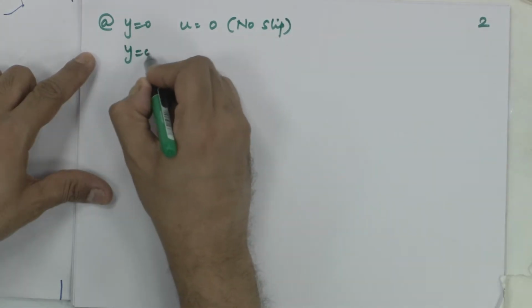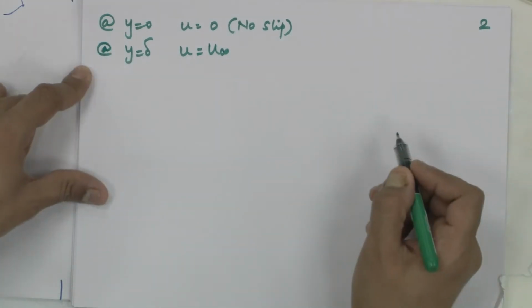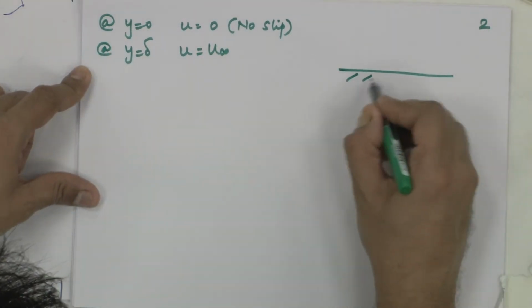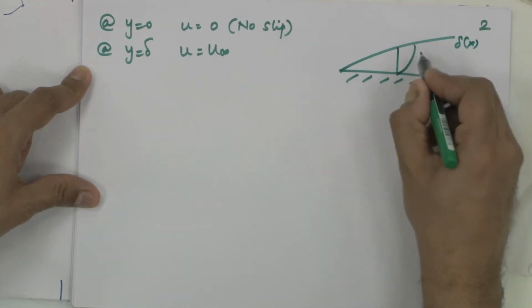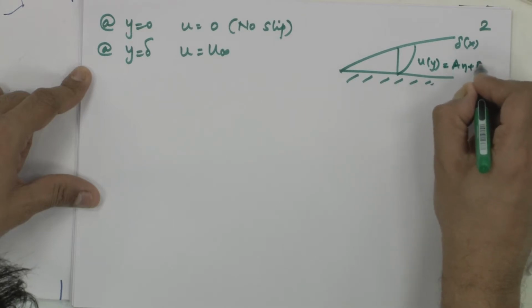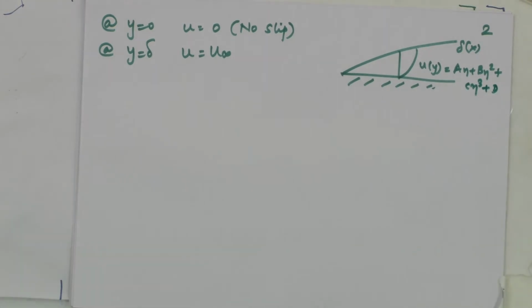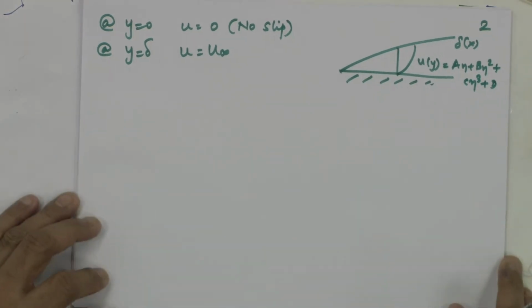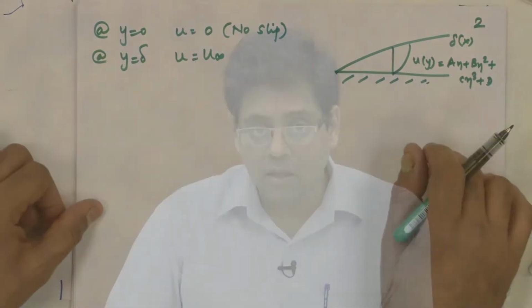At y equal to delta, u is equal to u infinity, second boundary condition. So, I have a flat plate, this is delta as a function of x, this is my velocity distribution, polynomial function a eta plus b eta square plus c eta cube plus d. I need 4 boundary conditions. So, I have to think of physically correct and mathematically, and have to be able to track make them mathematically.